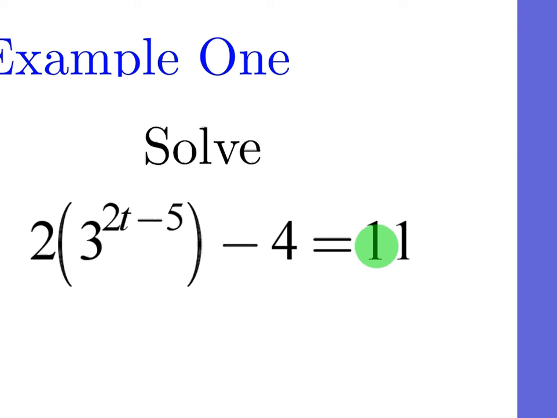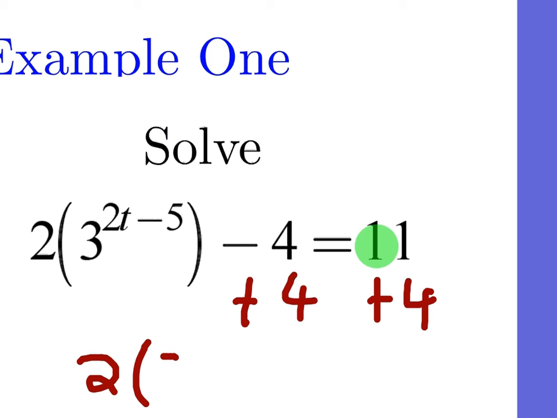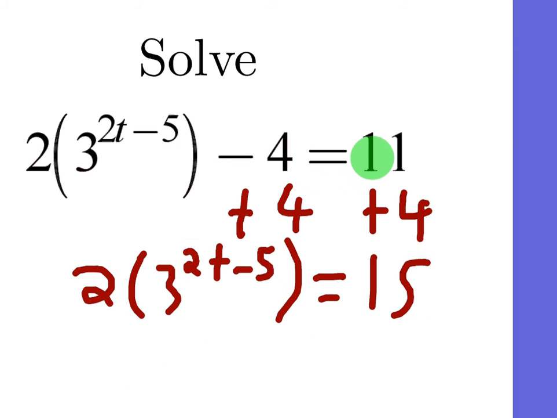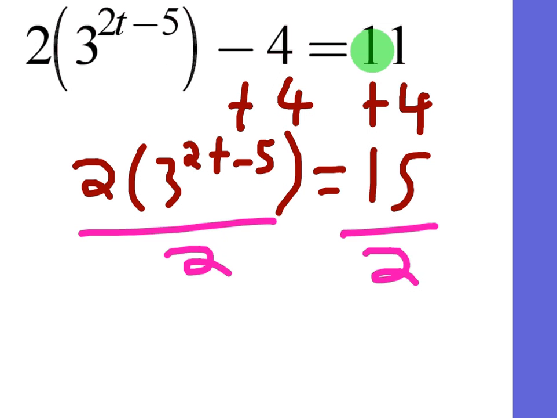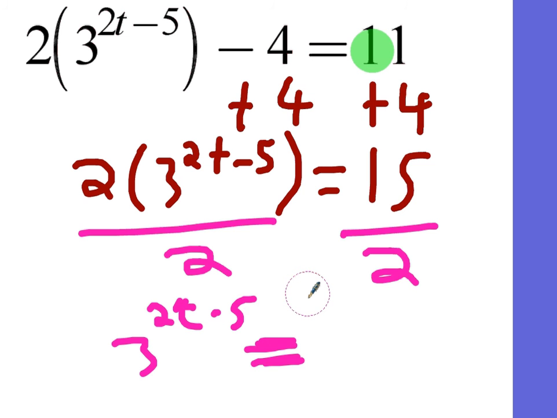So let's just say you were trying to get the exponential by itself. The first thing you would do is add 4 to both sides, right? So you'd get 2 times 3 to the 2t minus 5 equals 15. What would you do next? Divide by 2. So you'd get 3 to the 2t minus 5 equals 7.5. A decimal, right?